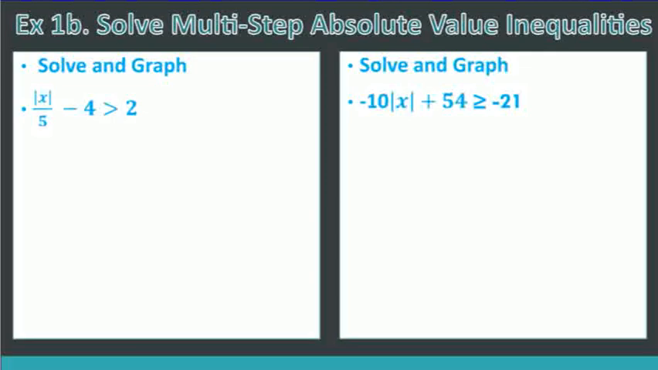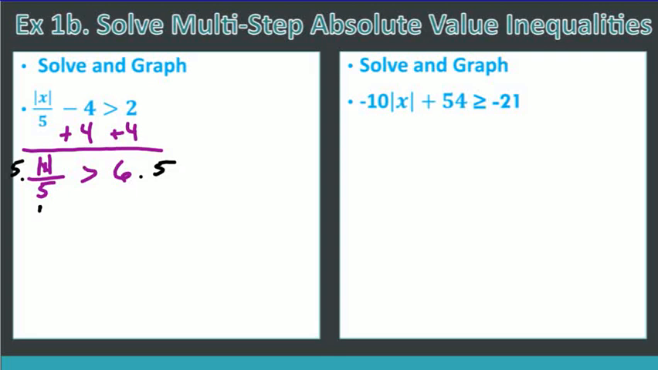So let's practice one ourselves. Solve and graph this inequality. Our very first step would be to get the absolute value of x divided by 5 by itself. So I would add 4 to both sides. When I do that, I have the absolute value of x divided by 5 is greater than 6. Our next step, I want to get the absolute value of x by itself. I want to multiply by 5 on both sides. So now I have the absolute value of x is greater than 30.